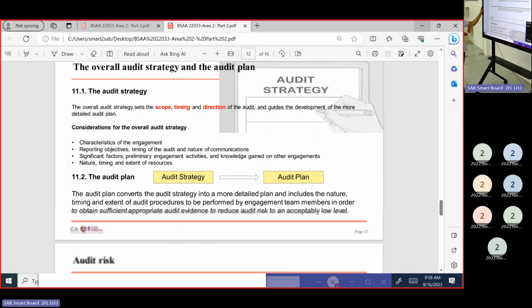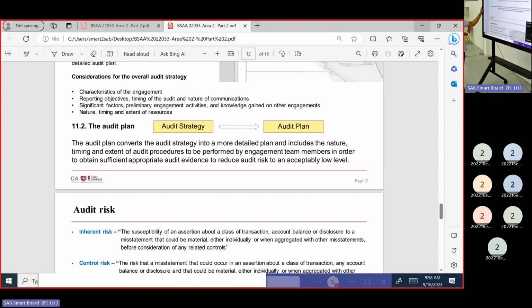The kind of a result of our strategy. Audit plan. According to our strategy, we are deciding the nature, time, and extent of audit procedures. The list of those audit procedures, we can say, is the audit plan: nature, time, and extent. What are the audit procedures?